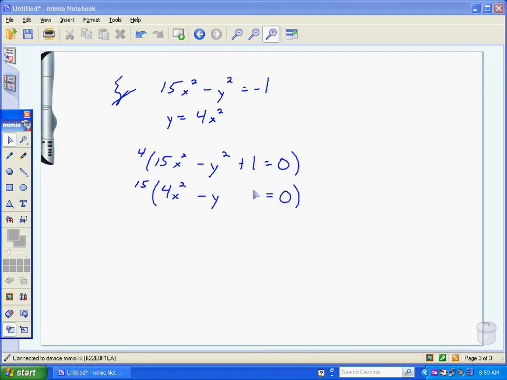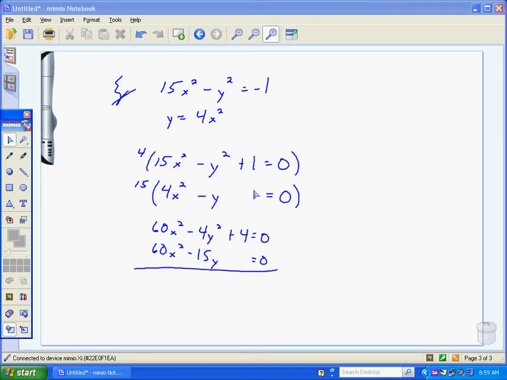same number, right? So I get 60x squared minus 4y squared plus 4 equals 0. The other thing is to watch that you don't miss something when you multiply that in. Okay? And on the bottom we get 60x squared minus 15y equals 0.